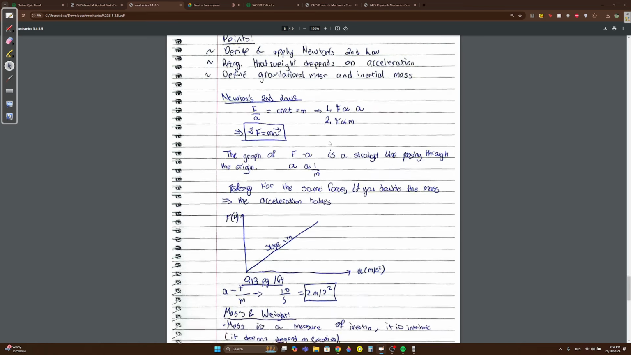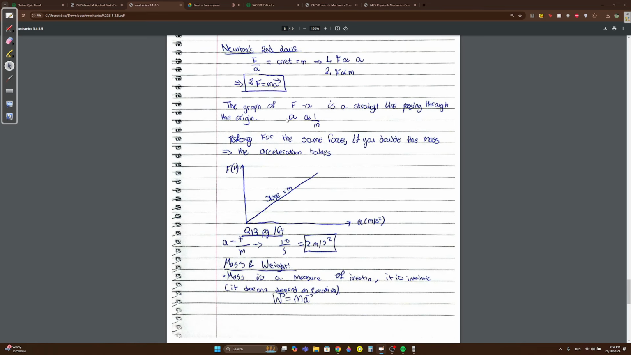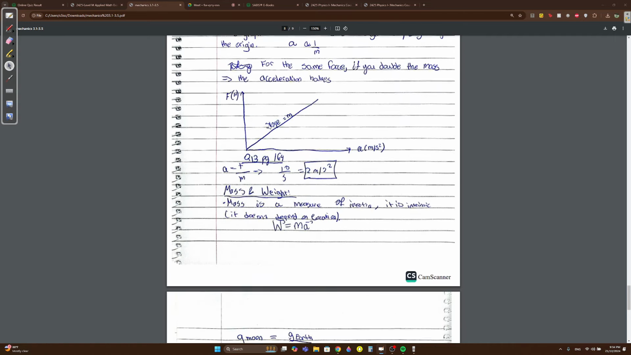The graph of F against a is a straight line passing through the origin because it's directly proportional. And acceleration is directly proportional to 1 over m. So basically, acceleration is inversely proportional to the mass. If acceleration increases, that means the mass decreases for the same force. So if you double the mass for the same force, what's going to happen? The acceleration will halve.